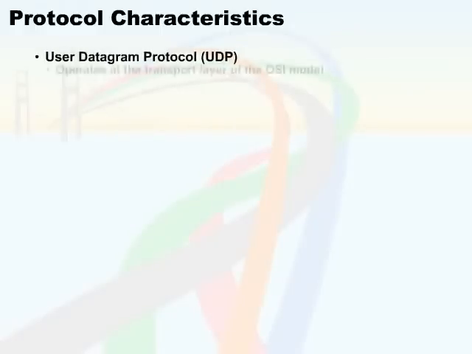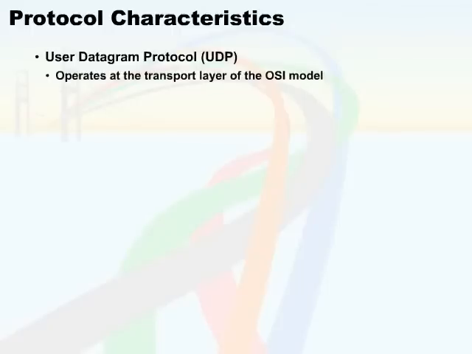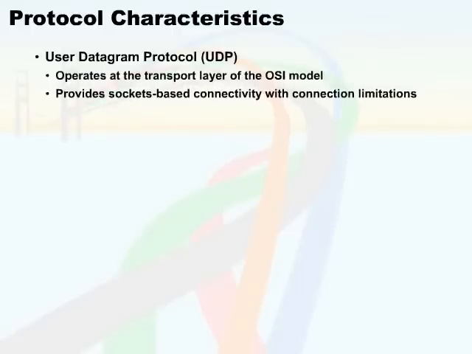UDP, or User Datagram Protocol, is a Layer 4 protocol. This protocol is responsible for transport and will provide sockets-based connectivity with connection limitations. What I mean by connection limitations is a message boundary. Typically with UDP, applications will have a message boundary since no session is established prior to sending data. This means most of the time packet by packet conversation is done.